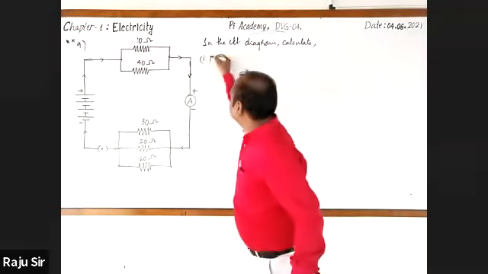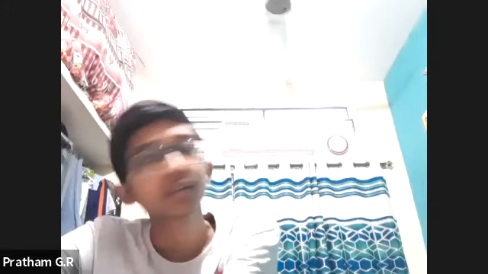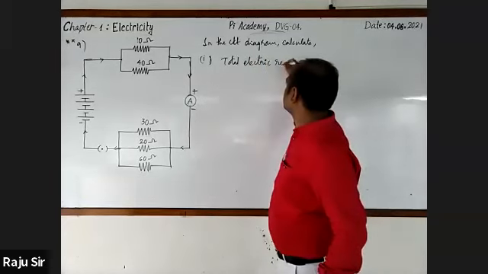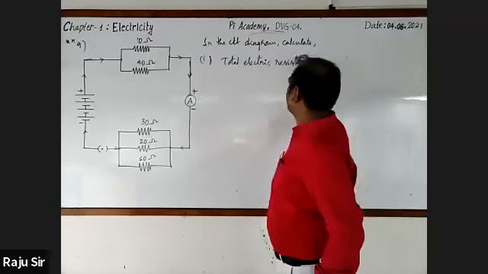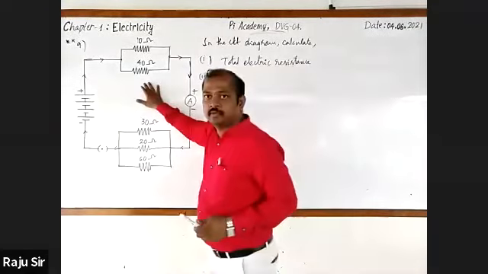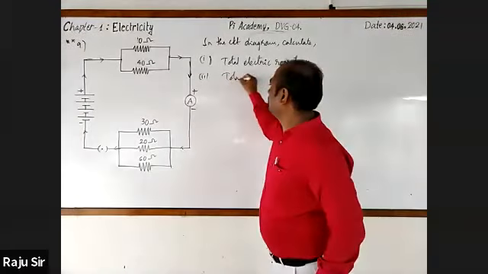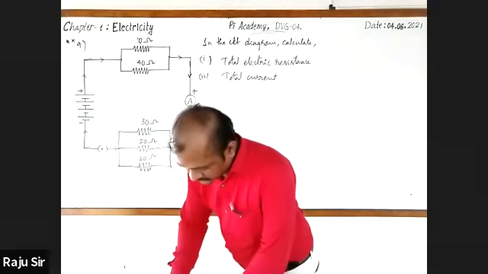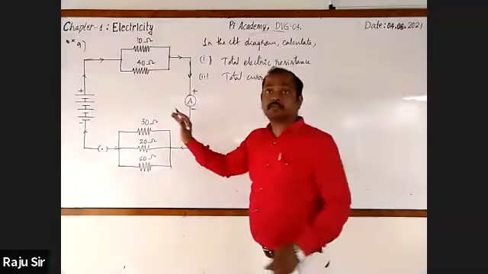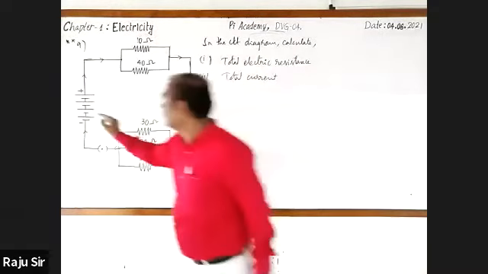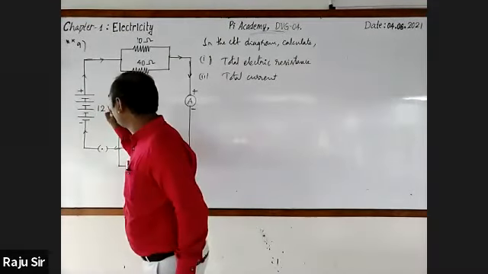Okay. This is total electric resistance. Next, second one, current flowing in the circuit, total current. Next, the voltage of the battery. In the textbook only it has been given. Let me write it here. This is 12 volts.